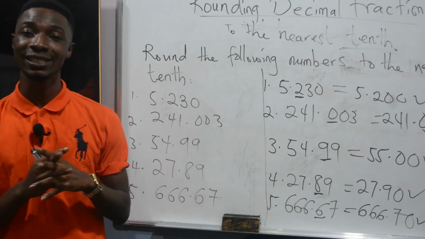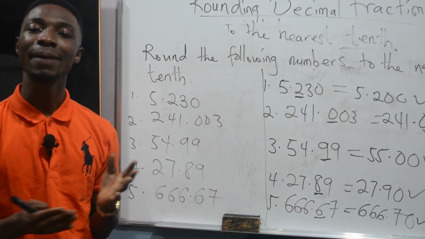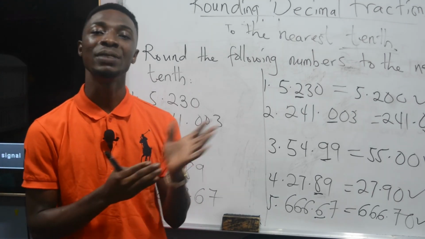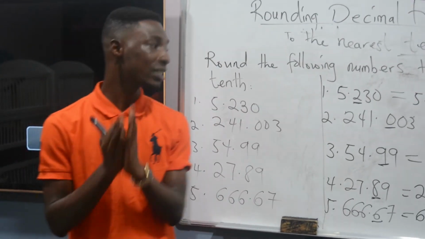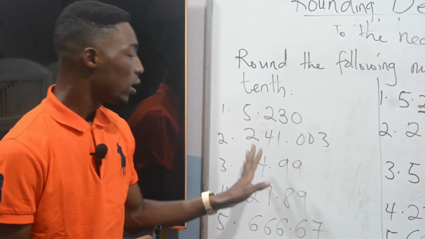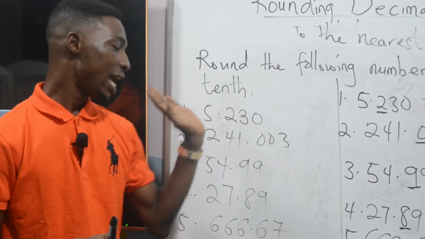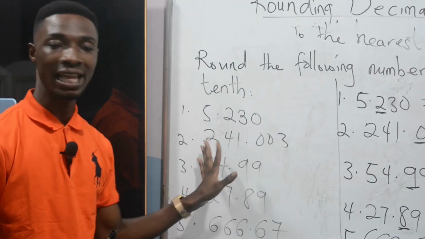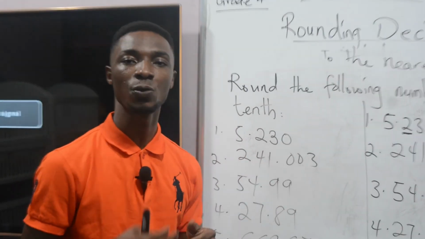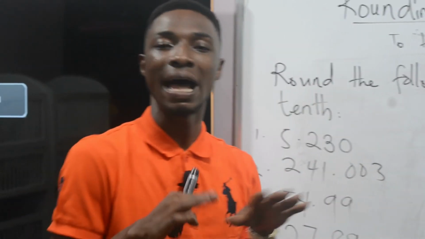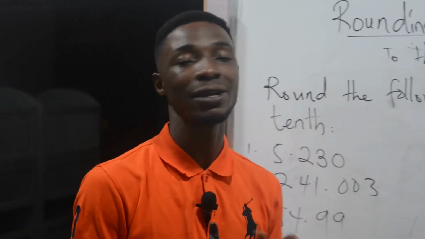So what have we learned today? We started with a review of decimal numbers, place values, and how to mention ordinary numbers and numbers after the decimal point, okay? We have gotten to know that the number 241.003 has a correct name, and the number 54.99 has a correct name. We have also reviewed what we learned on rounding numbers to the nearest tens, hundreds, and thousands. And now we have done rounding to the nearest tenth.